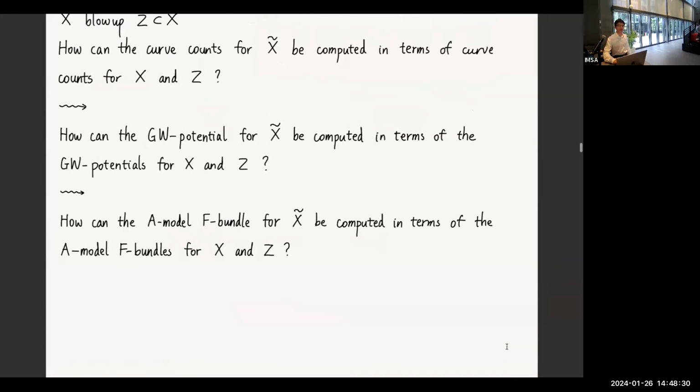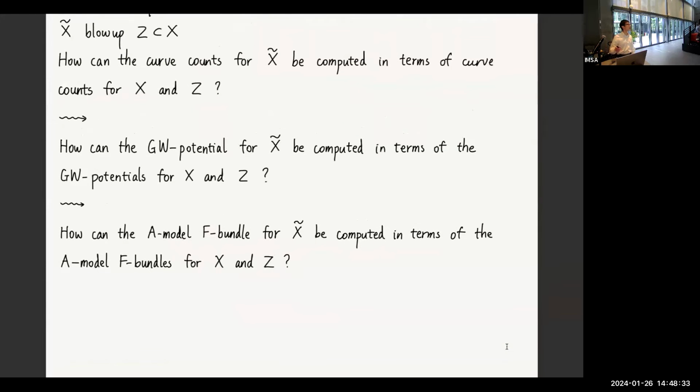Yes. So now let me just quickly go through the heuristics of homological mirror symmetry, which suggests this decomposition formula.